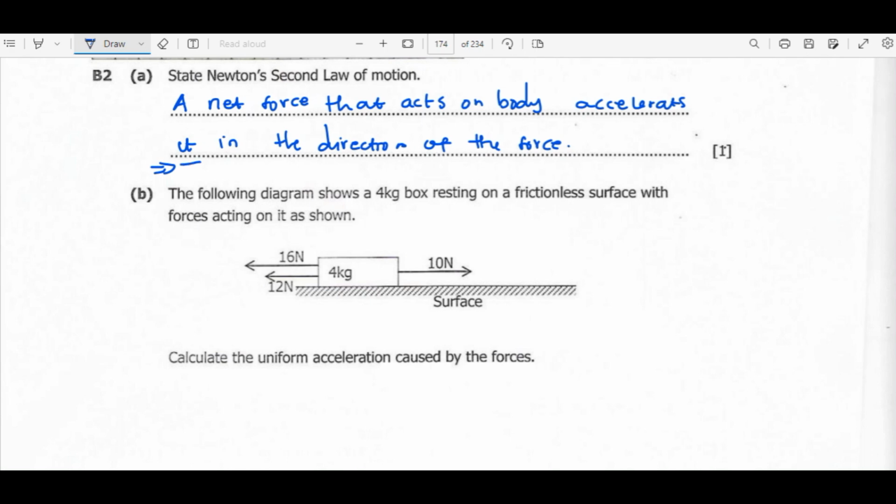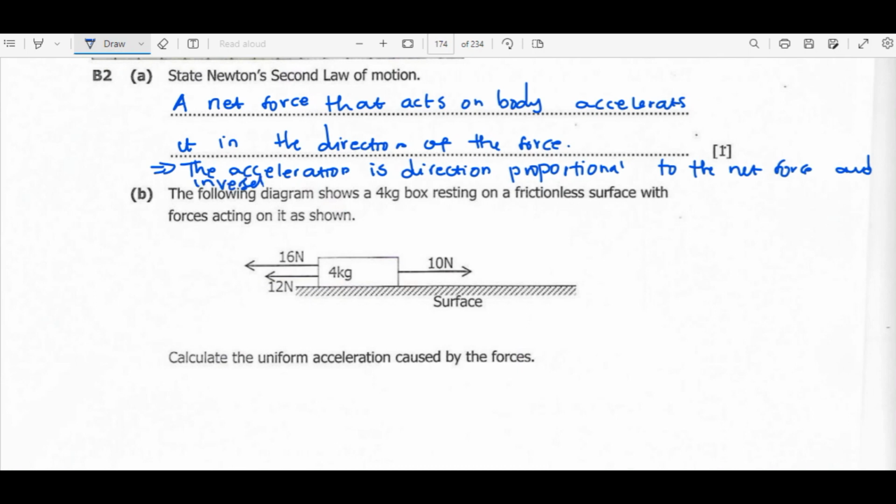So say the acceleration is directly proportional to the net force and inversely proportional to the mass being accelerated.